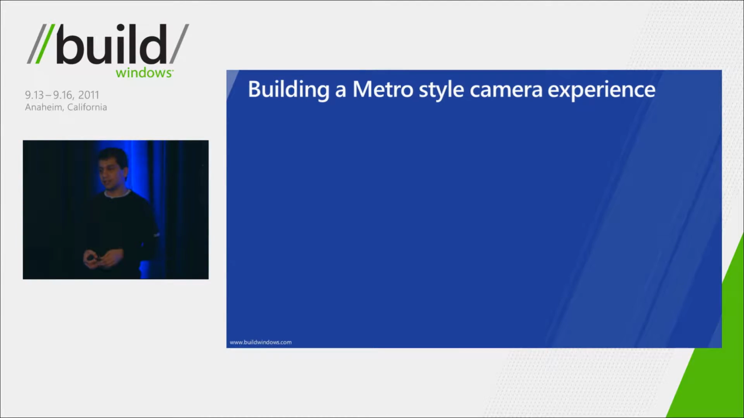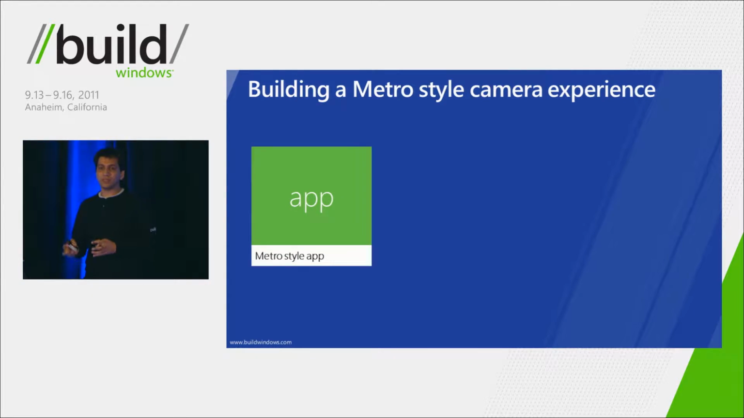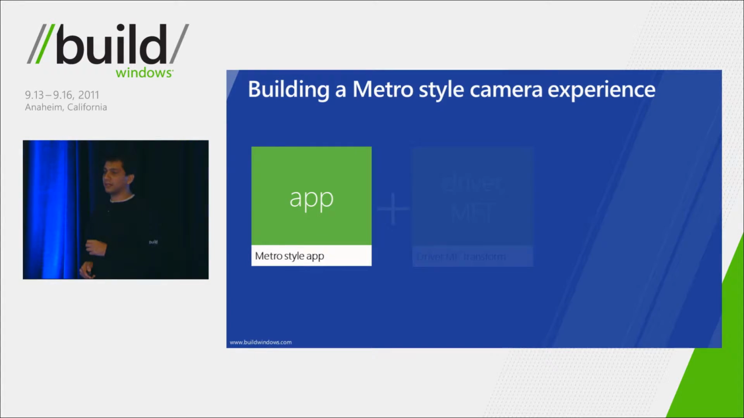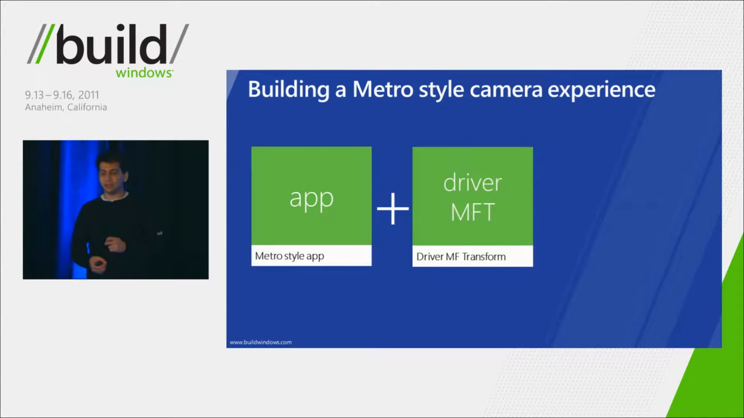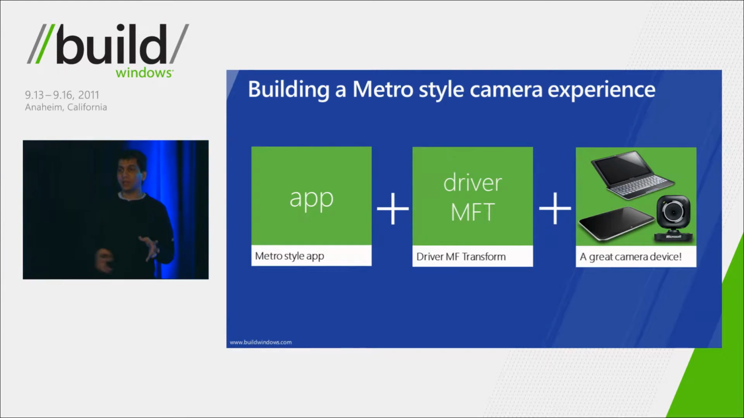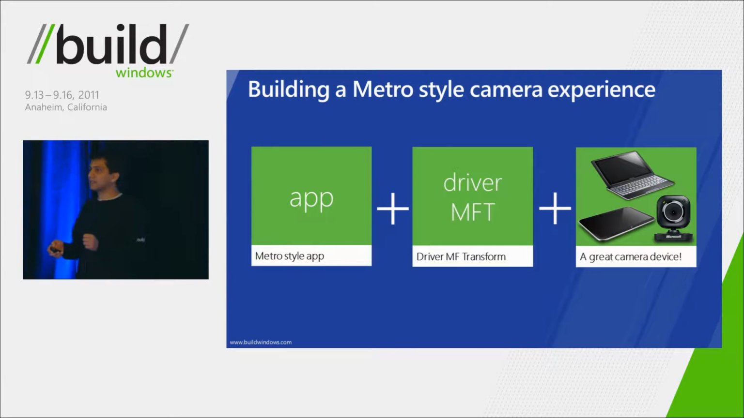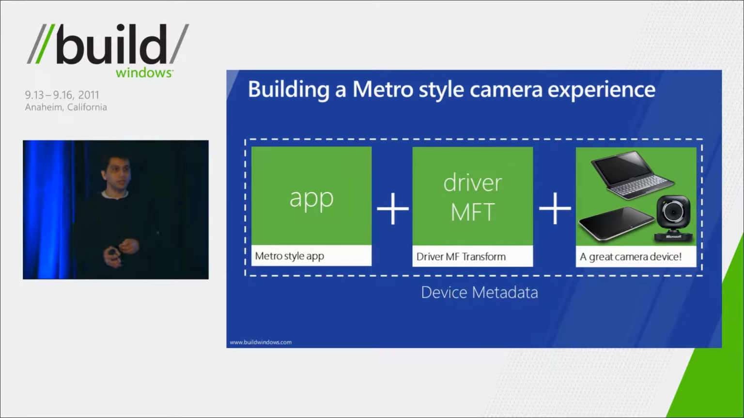So a MetroStyle camera experience actually consists of 4 distinct pieces. First, there's your MetroStyle app, which provides the user experience side of your experience. And then this talks to a user mode plugin that we are calling a driver MFT, or a driver media foundation transform, which in turn interacts with your device to implement all of the functionality and all of the unique capabilities that we have been talking about. And then all of these things are linked together through device metadata, which essentially tells Windows which app goes with which device and does that pairing.